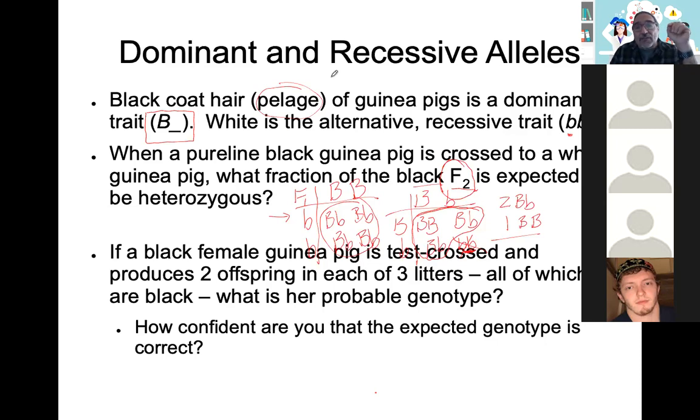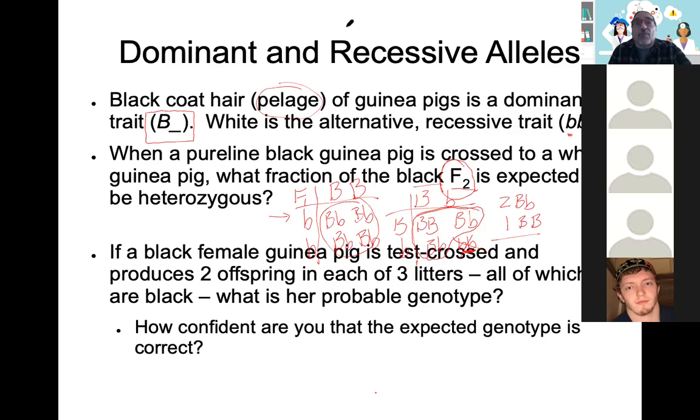My suggestion at all times is, for now, always draw your Punnett squares. I know it sounds a little overly simplistic, but draw your Punnett squares. It will help you tremendously.